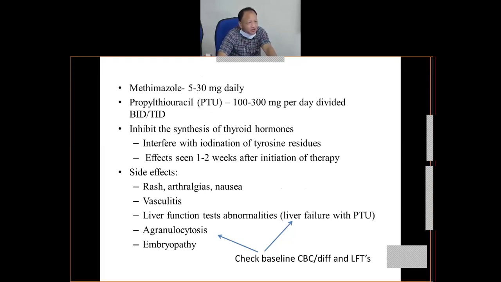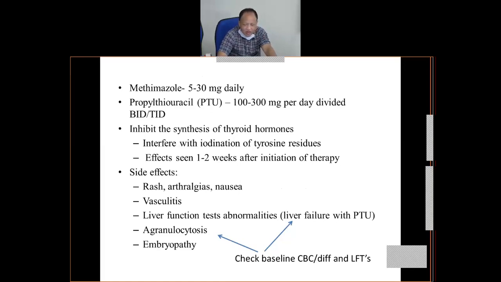The decrease in thyroid hormone synthesis is usually seen 1 to 2 weeks after initiation of therapy. That is one of the most important points. When you diagnose a case of hyperthyroidism, usually beta blockers are the ones that act fast, with faster onset of action, and that's why the patients usually recover from the symptoms of hyperthyroidism even before the reduction in the synthesis of the thyroid hormone.